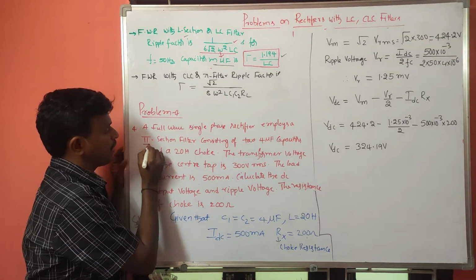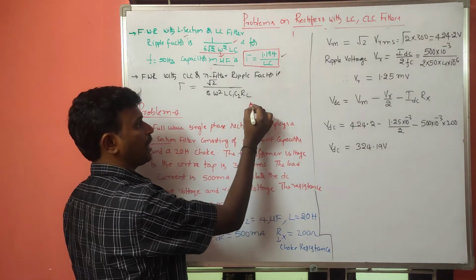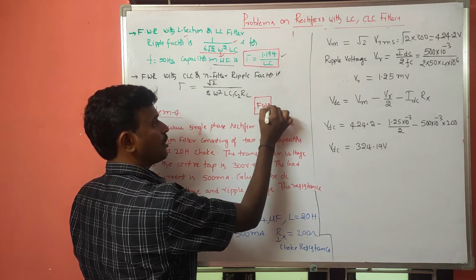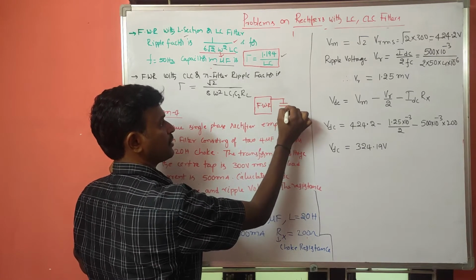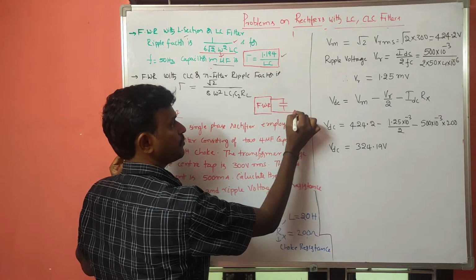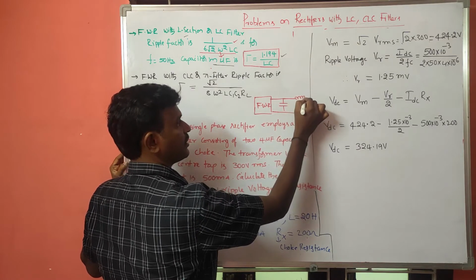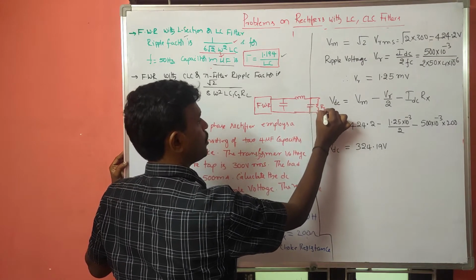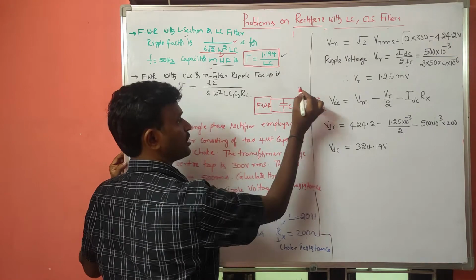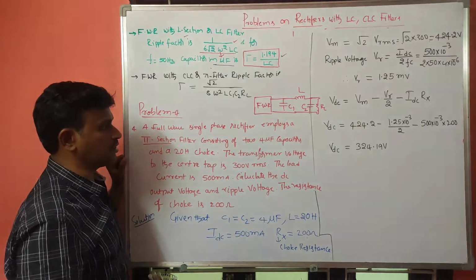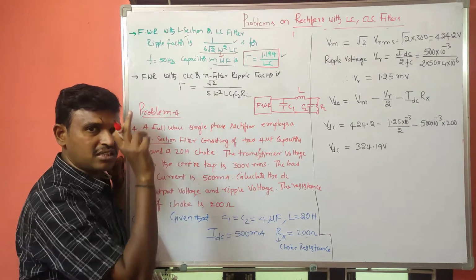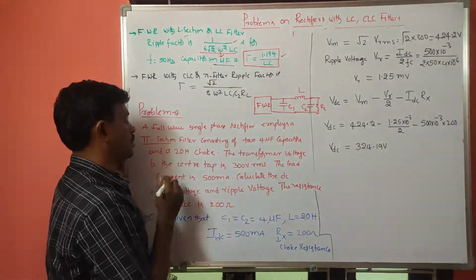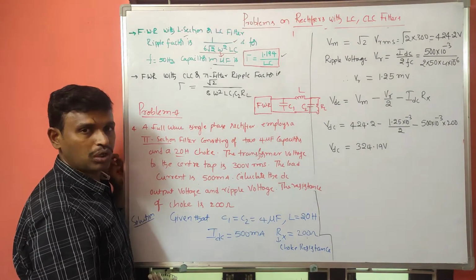So here it is a pi section filter. How will the pi section filter look? Here we have the full wave rectifier and its output is given to the capacitor, and next we have the inductor and then the capacitor again. Here we have the load RL. This capacitor is C1, that is C2, and this is the inductor. That's what is given here: it is a pi section filter consisting of two capacitors, C1 and C2, of 4 microfarads, and a choke of 20 Henry, that is, the inductance is 20 Henry.